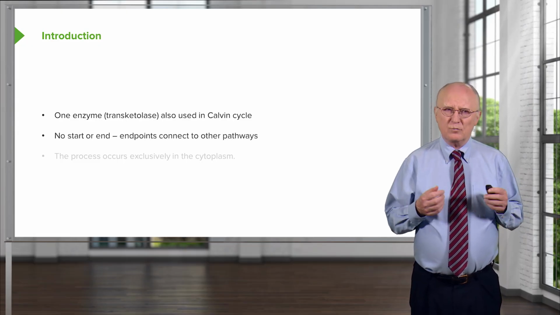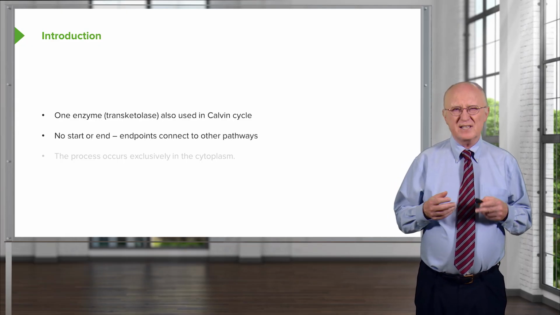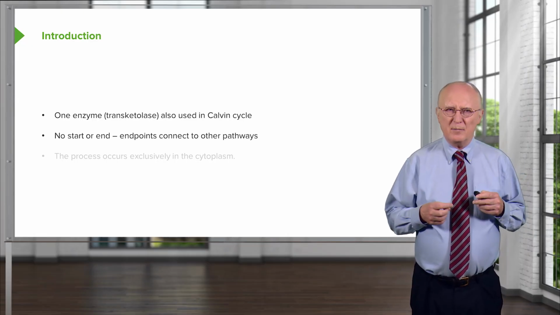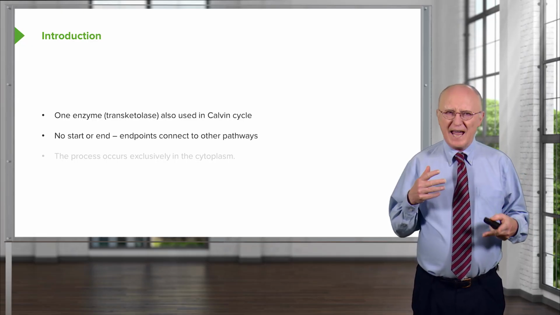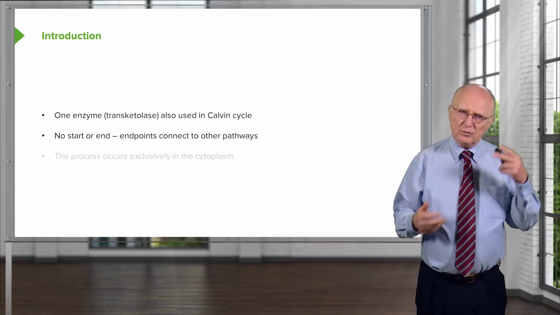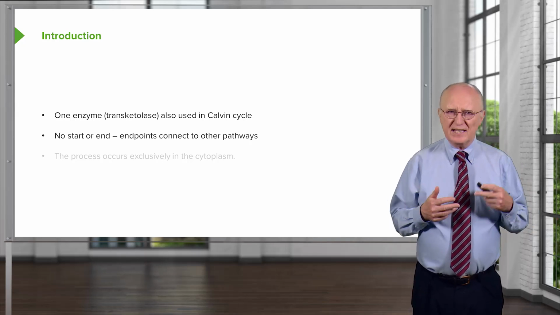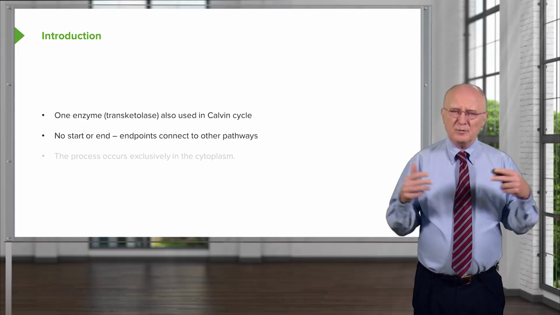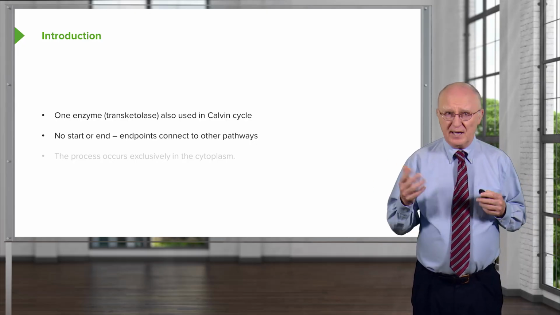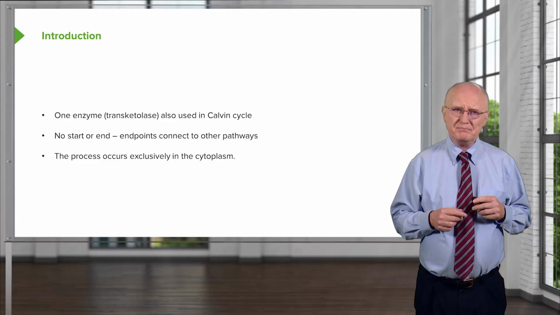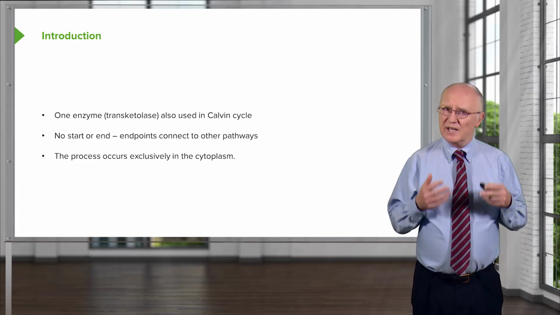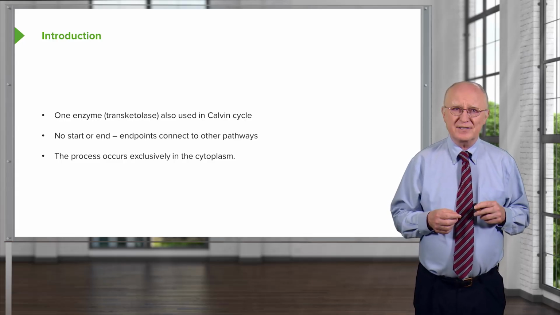An important thing to realize about the pentose phosphate pathway is that unlike the way it's commonly taught, the pathway doesn't really have a start or an end. You will see endpoints, but those endpoints are connected to other pathways, and there are multiple points of entry into the pathway, and we'll see some examples of that. The pentose phosphate pathway occurs exclusively in the cytoplasm of cells.